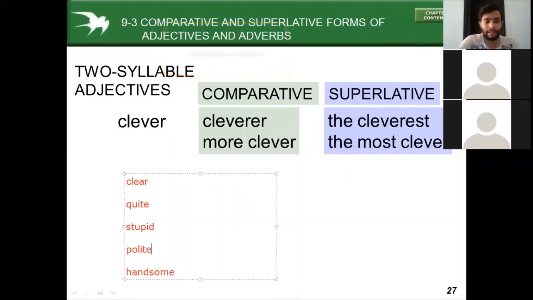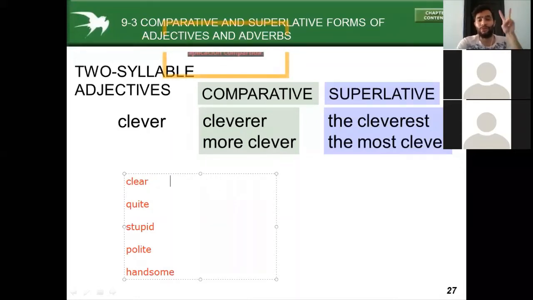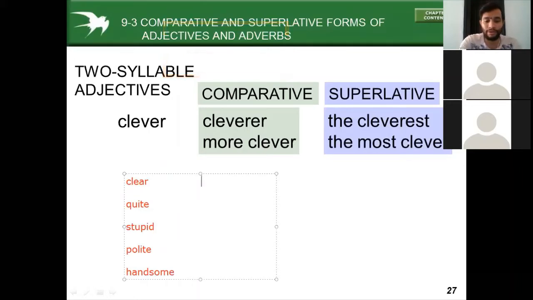And the word polite. Listen, these adjectives right here are also two syllable adjectives: clear, quiet, stupid, polite, and handsome. They have the same idea. So for example, in the case of clear, you can say clearer, like this, or more clear.